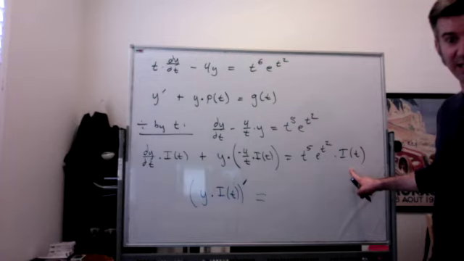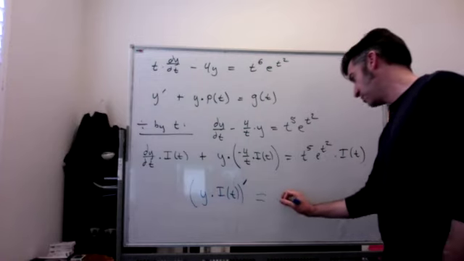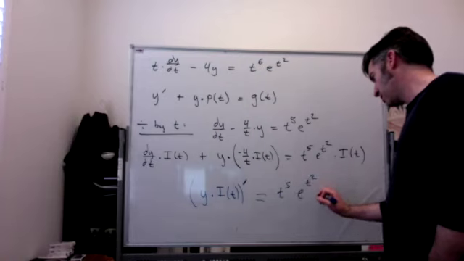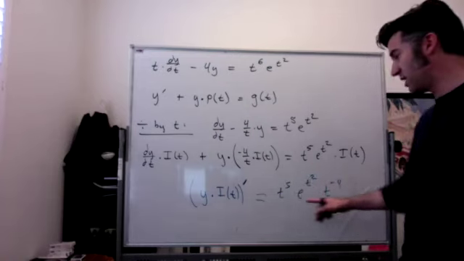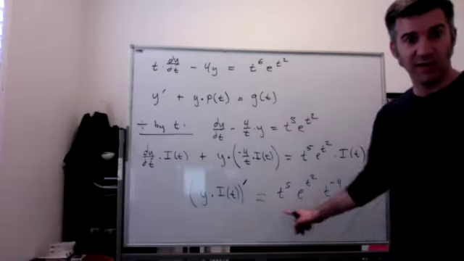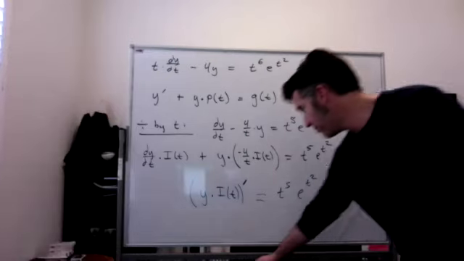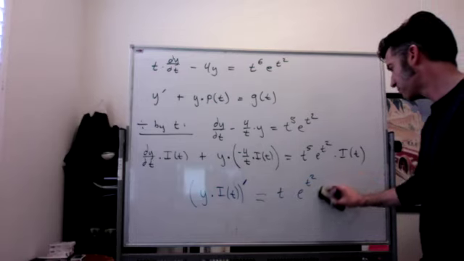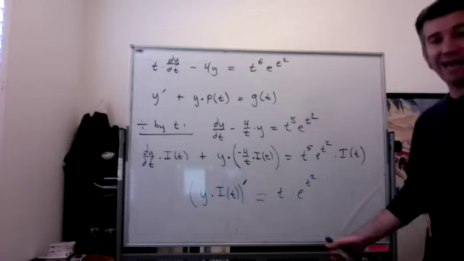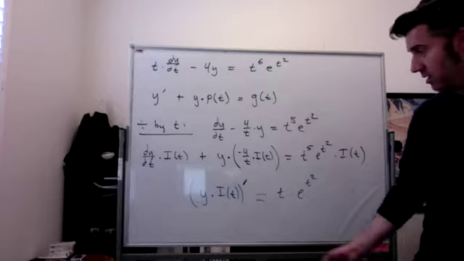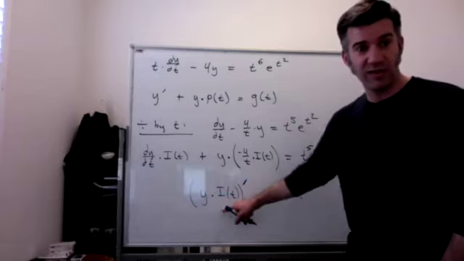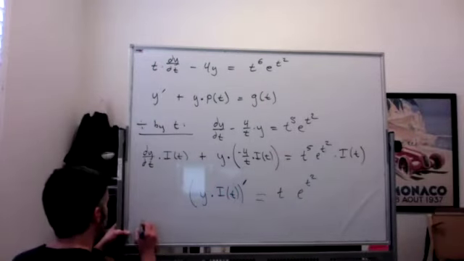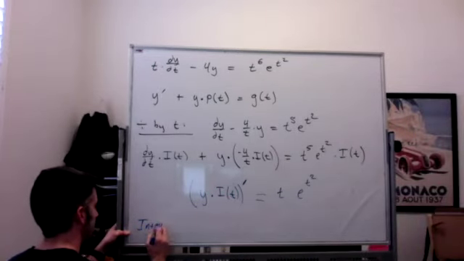So I of t was t to the negative 4th. So that's going to be t to the 5th times e to the t squared times t to the negative 4th. We should definitely simplify that. t to the 5th times t to the negative 4th is just t. And now we're supposed to integrate both sides. The integral of the derivative is just the thing that you have. So integrate.